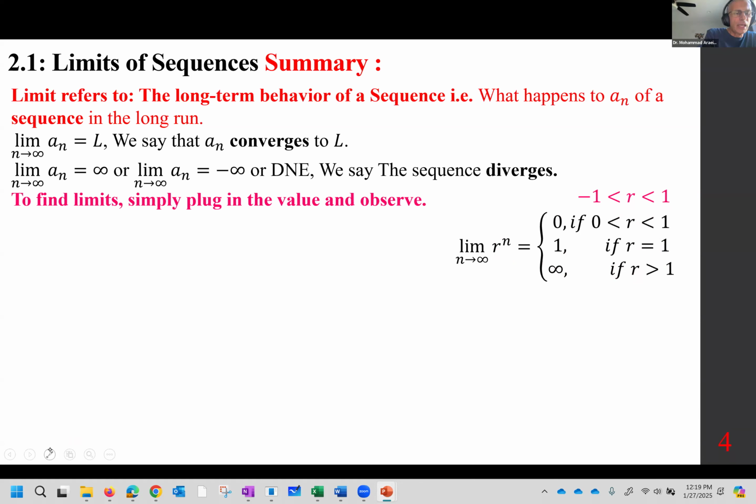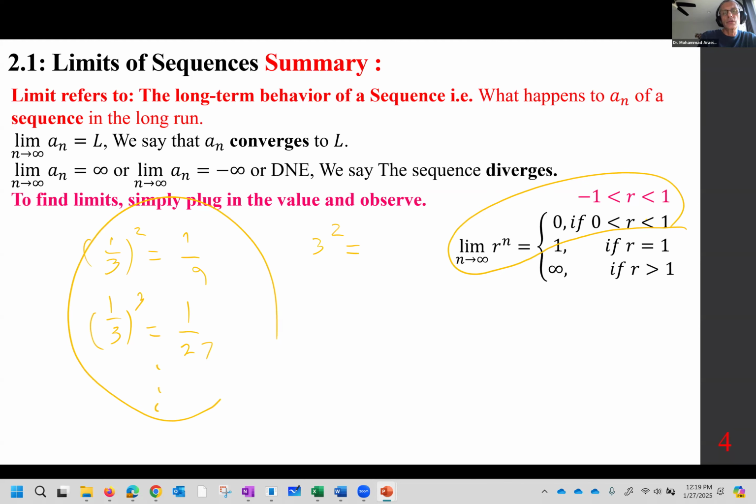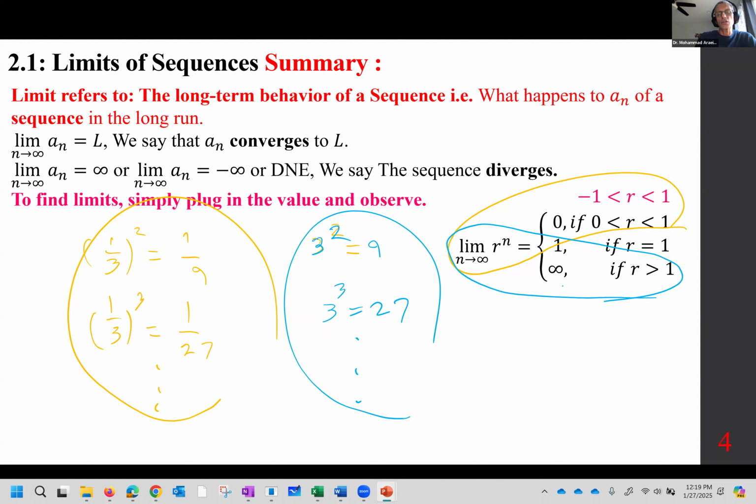An example that can be helpful is this. If I said, let's say 1/3 to the power of 2, I get 1/9. To the power of 3, I get 1/27. And it's becoming smaller. But 3 squared, so this is referring to this part, 3 squared is 9, 3 cubed is 27, and so forth. And this refers to this part, it's getting larger.